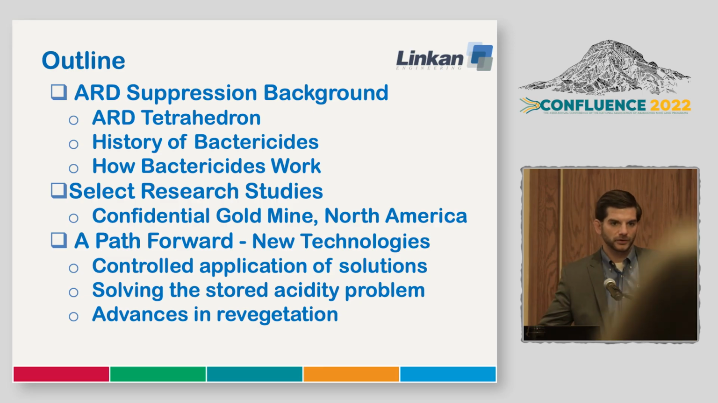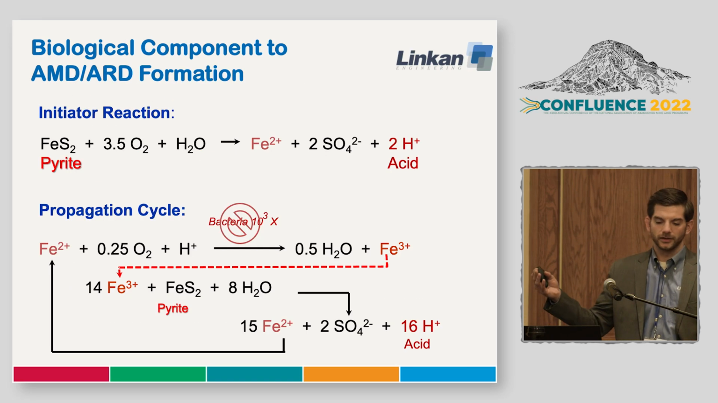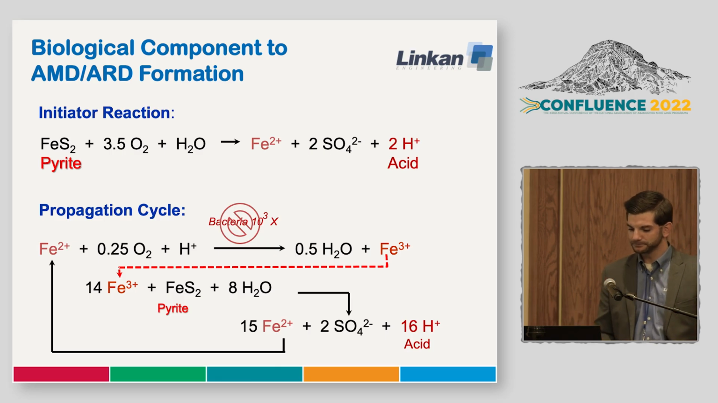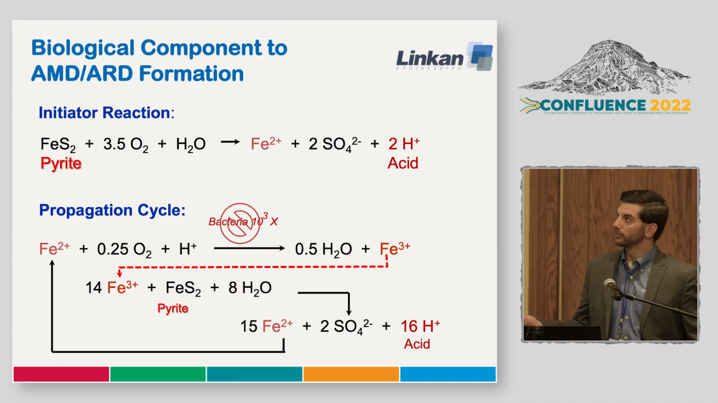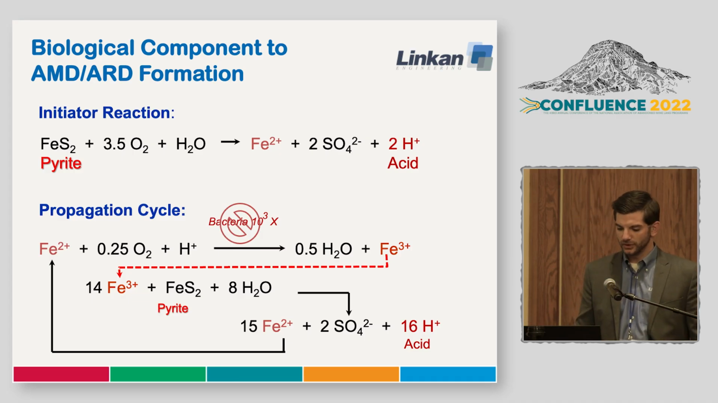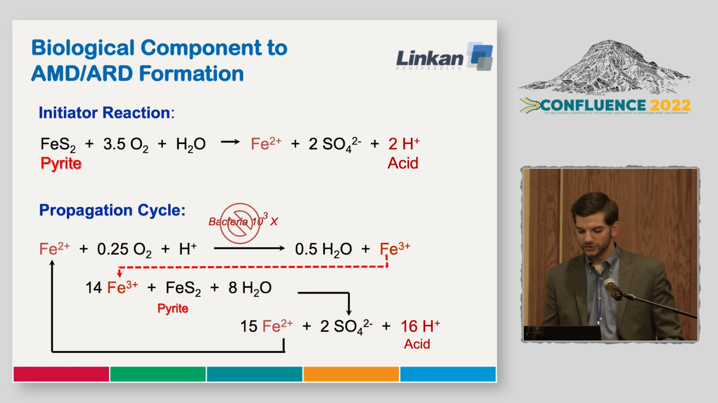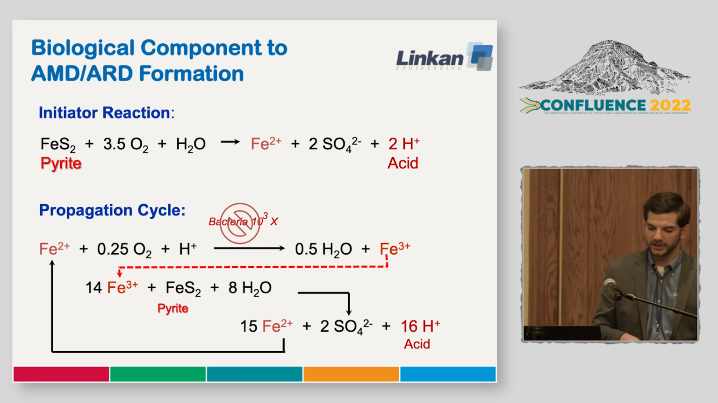So we're at a conference about abandoned mine lands, so it'd be prudent to start with the oxidation here of pyrite. AMD or ARD is the result of pyrite oxidation. In this upper equation, we have the simple oxidation resulting in ferrous iron 2+, sulfate and a hydrogen ion driving the pH down.